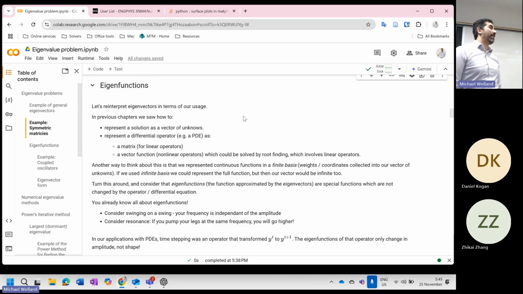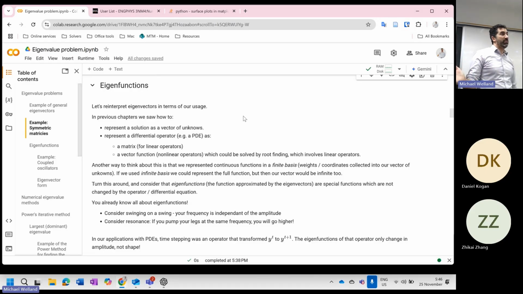GMRes actually works by finding effectively the eigenfunctions, by the way. That is basically how it works. But that's kind of an advanced topic. Okay, the good news is that you guys already know all about eigenfunctions. This is one of those things that your body knows about it and your mind knows about it, whether or not you know the mathematics behind it.